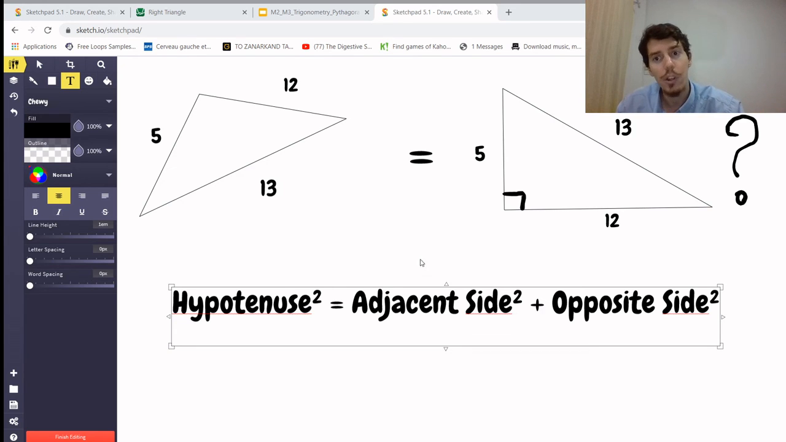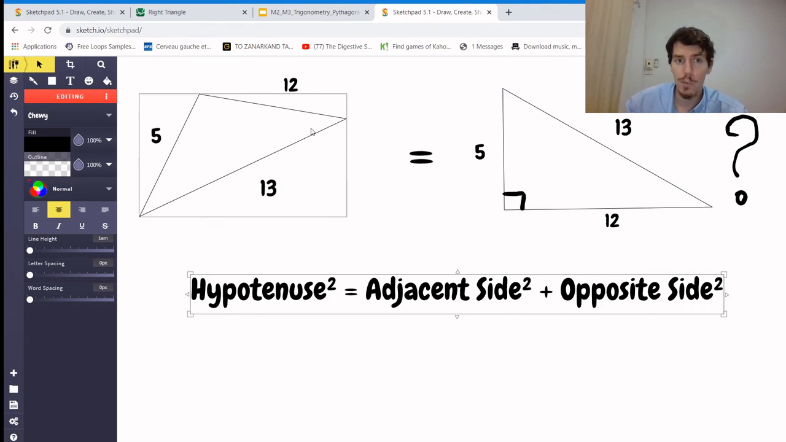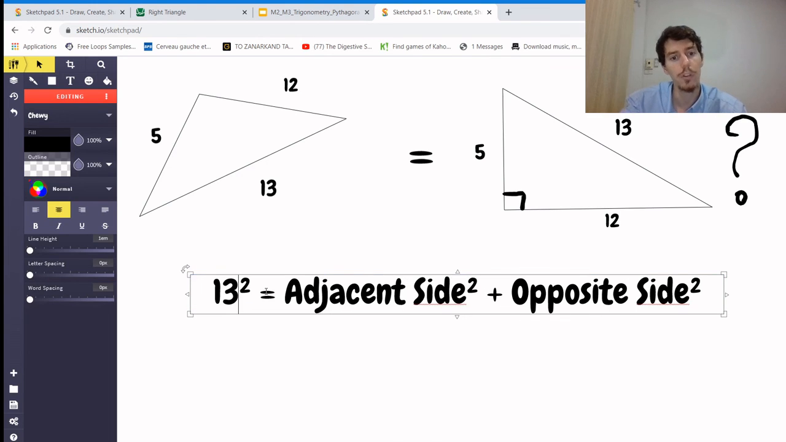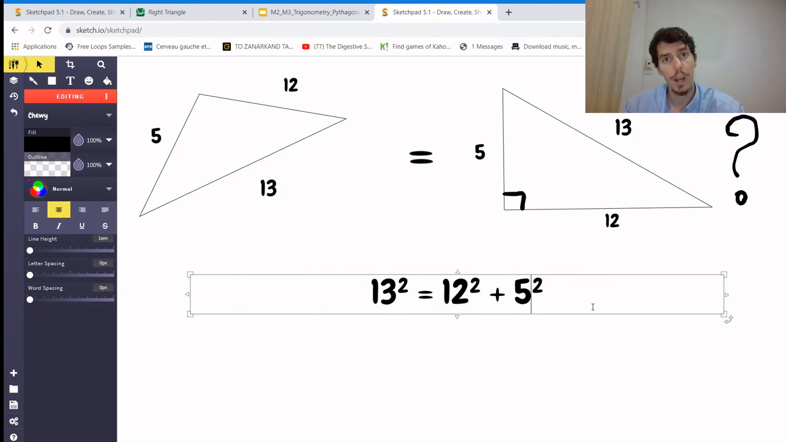Okay, so here what do we do? I just told you, if this triangle is a right triangle, it would look like this. 13 would be the hypotenuse, and then 5 and 12 the adjacent side and the opposite side. So let's try to write Pythagoras this way. Hypotenuse would be 13, adjacent side would be 12, and opposite side would be 5. Now let's see if this equality is true or not.